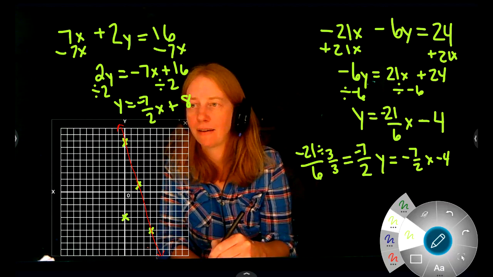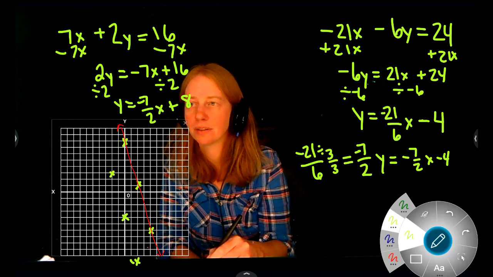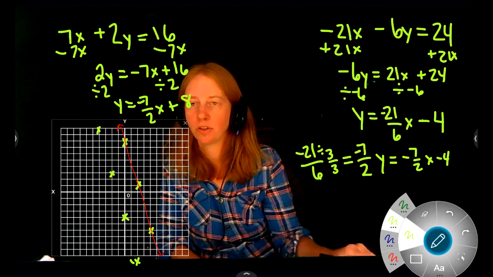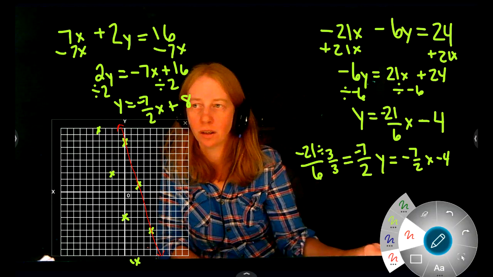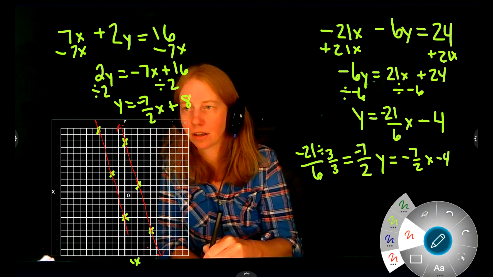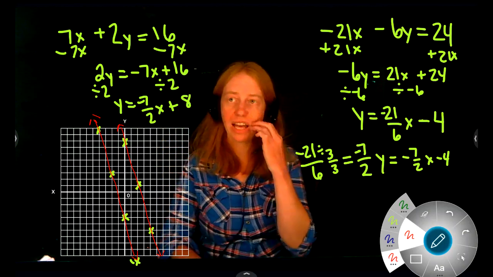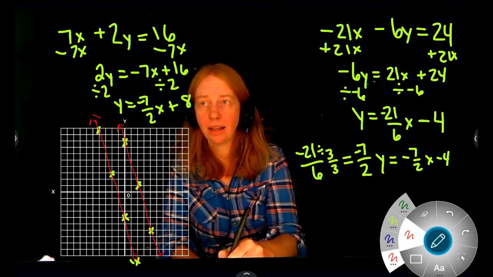I'm going to go down 7 over 1. Nope, over 2. I'm going to go up 7, 1, 2, 3, 4, 5, 6, 7 over 2. And up 7 over 2, I think, is right here. I might not have drawn that exactly right. But what do we notice about this line? Do we think these are ever going to cross each other? Not really, because these are parallel. Okay, so the lines are parallel.